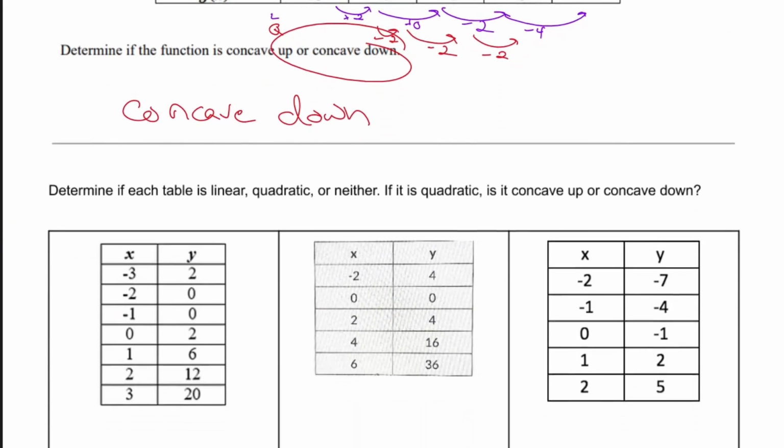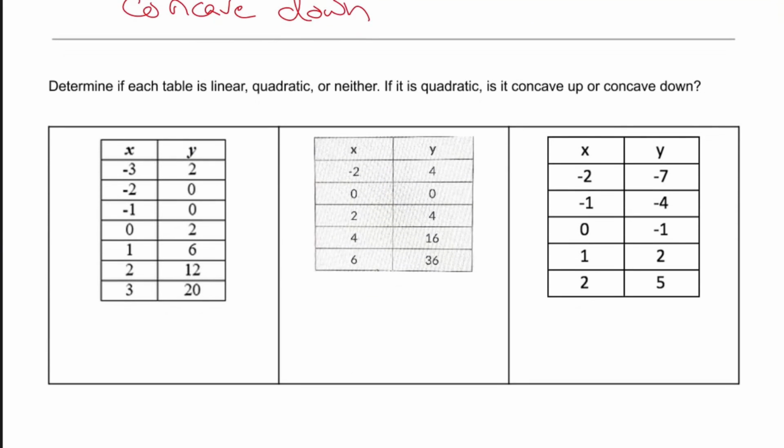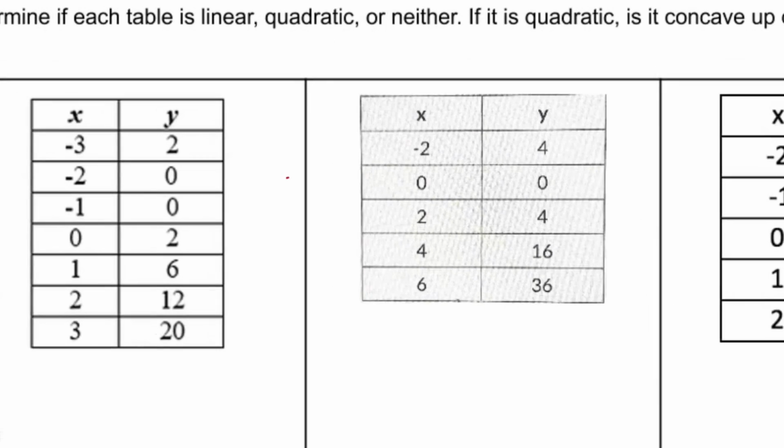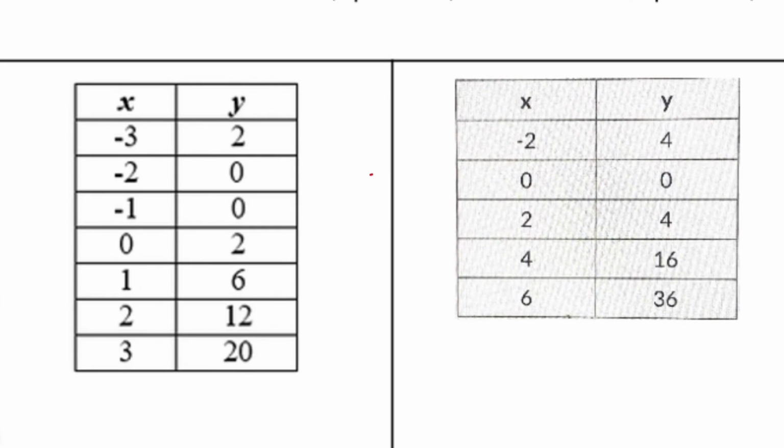Determine if each table is linear, quadratic, or neither. If it's quadratic, is it concave up or concave down? Really should have given myself a little bit more space here, but that's all right. Let's zoom in though so I can really focus on every problem.